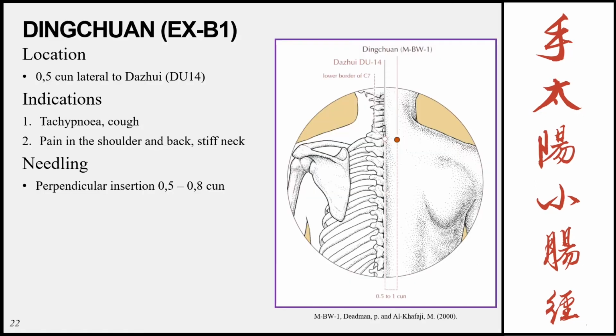The first point is Dingchuan, EXB1. This point is located 0.5 tsun lateral to Da Jue, Du 14. So once again, we're at Du 14, and we're going to go 0.5 tsun lateral to this, over here. This point is indicated for tachypnea, cough, pain of the shoulder and back, and stiff neck. The insertion is perpendicular, 0.5 to 0.8 tsun.